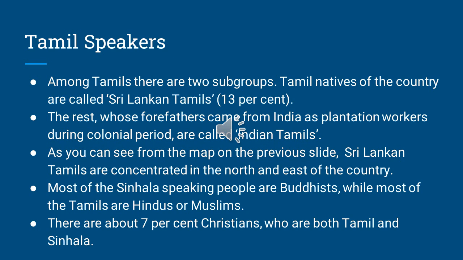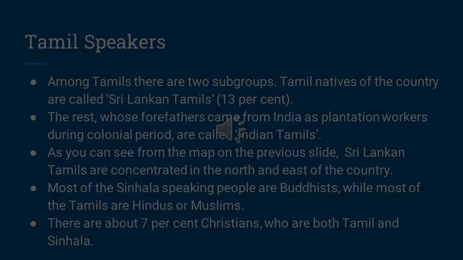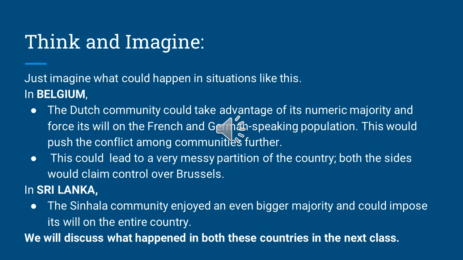So we have got an idea of the ethnic composition of Sri Lanka and Belgium. Now think and imagine. Just imagine what could happen in situations like this. In Belgium, the Dutch community could take advantage of its numeric majority and force its will, its desire, on the French and German speaking population. This would push the conflict among communities further.